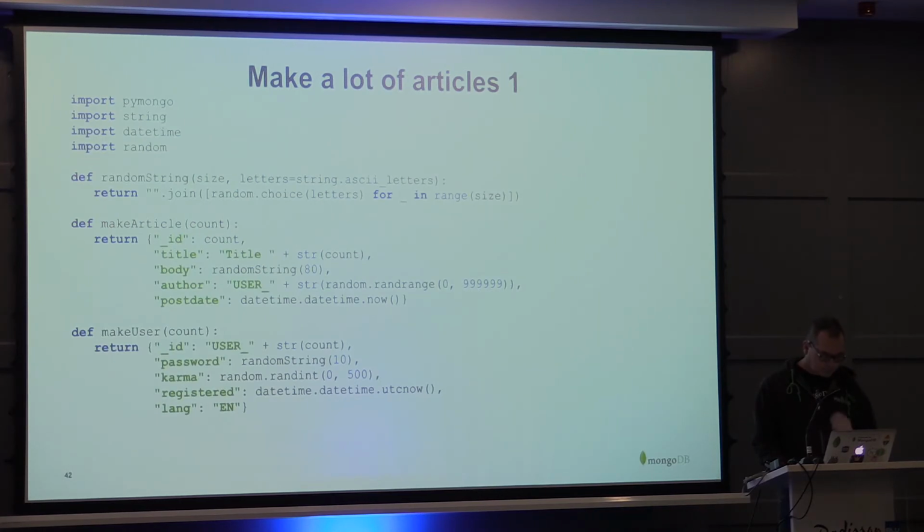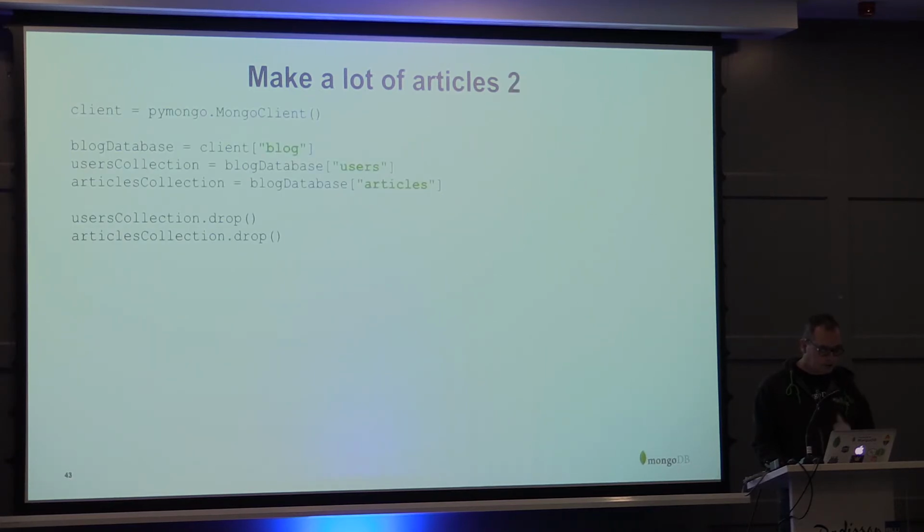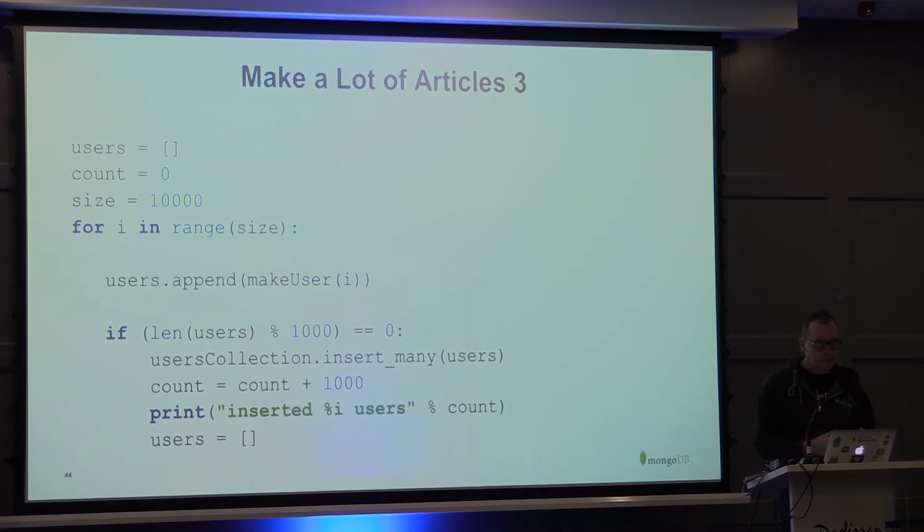So now we want to make a pile of articles, right? So we're going to have a make article and a make user. We use some random strings to make these. And we're going to drop the databases because we want to do this every time for demo purposes, and I want to drop this collection. If I don't drop the collection, I'm going to get duplicates, and that's going to be a problem for creating indexes later on. And now I'm going to do something different.